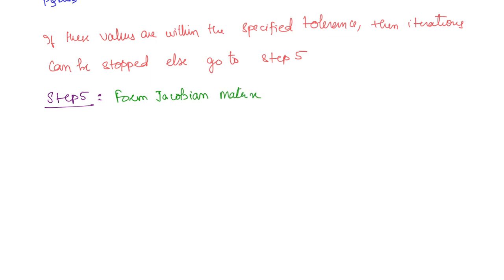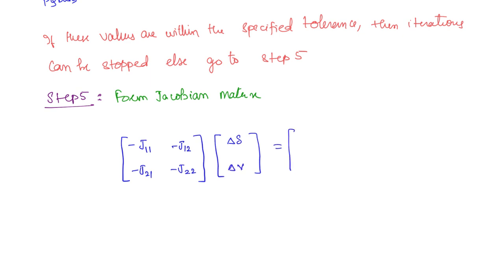Now we will see what this is. Here we are just representing it as a smaller matrix, but these are submatrices: minus J11, minus J12, minus J21 and minus J22, and here you have delta δ and delta V. This will be equal to delta P and delta Q. This is the equation that we are basing our iterations on.